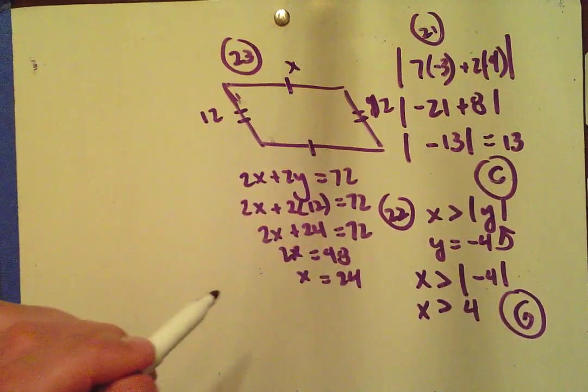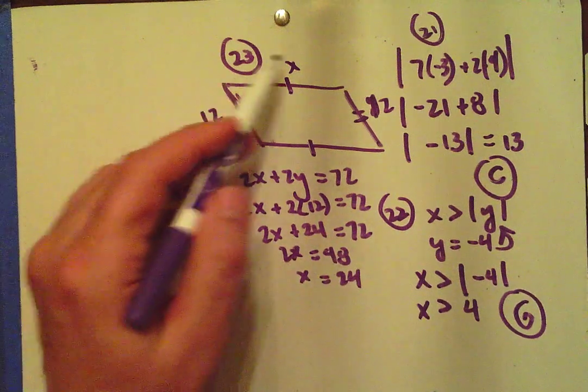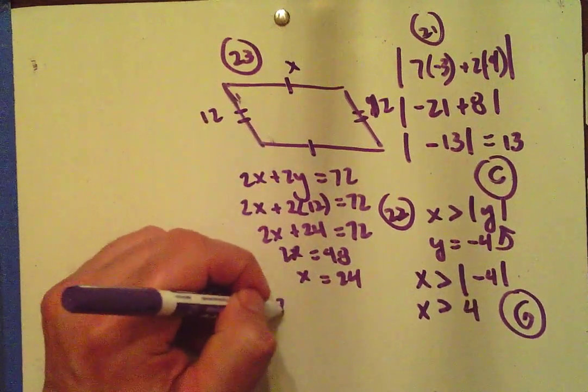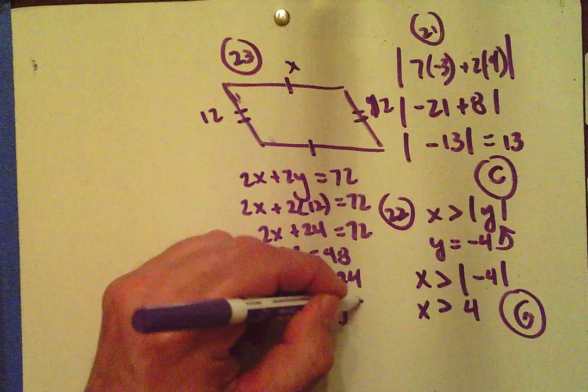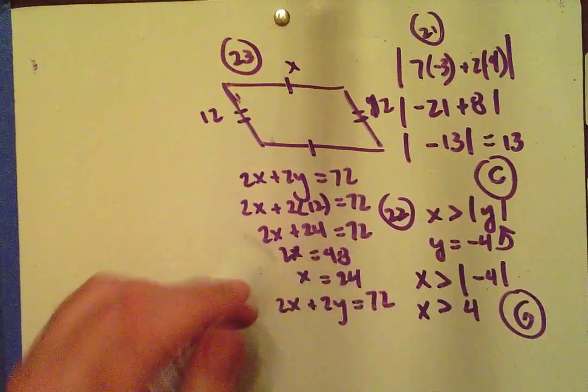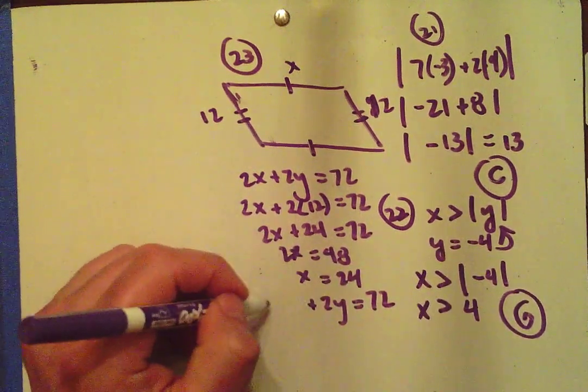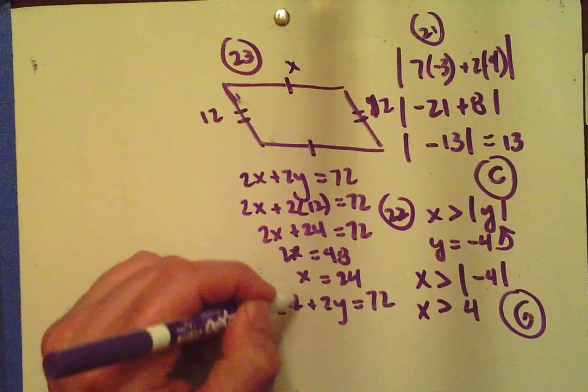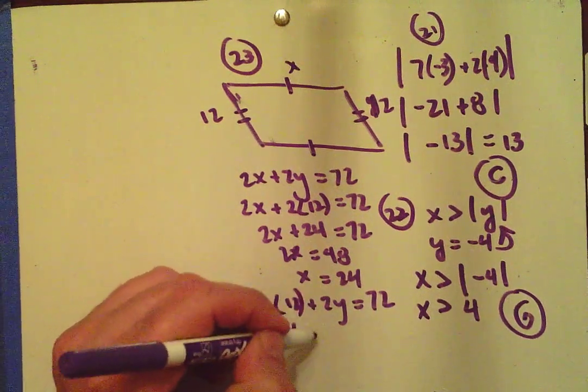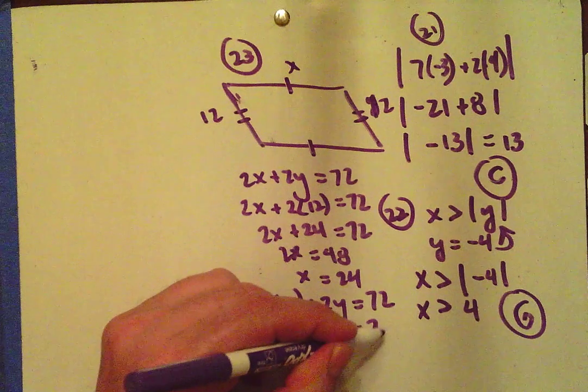You may be saying, well, Mr. Google, what if I plugged in the 12 for x instead of y? Sure, 2x plus 2y equals 72. And you say, this is the side that's 12. Well, we have two of those, and that's 24 plus 2y equals 72.